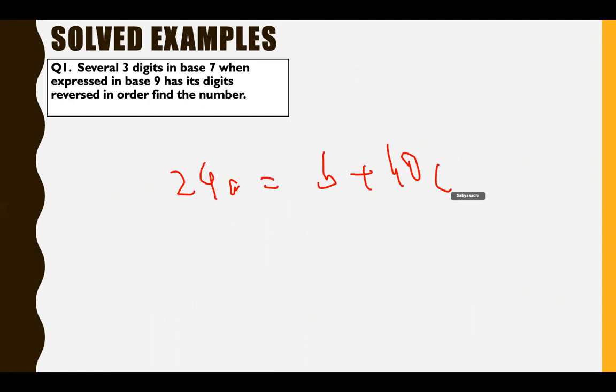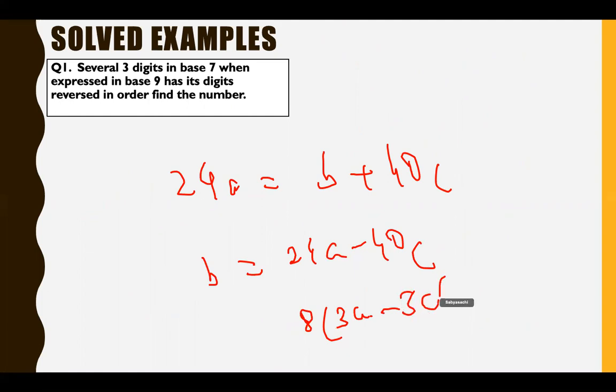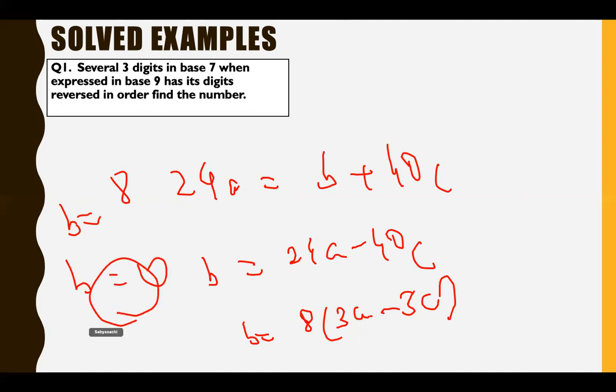Now first let's get this in terms of B. B equals 24A minus 40C over 8, if you take 8 common, so it becomes 3A minus 5C. Now what's the maximum value of the digits? For A, B and C, each of them cannot exceed 9 in value. So B here can have two values: either B equal to 8 or B equal to 0. If B is 0, then 3A equal to 5C. So this is one case.